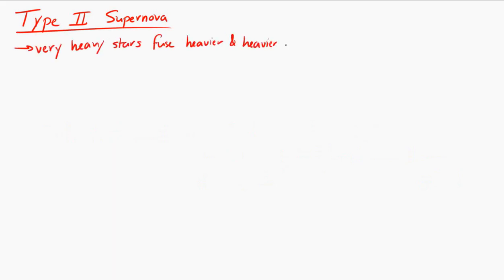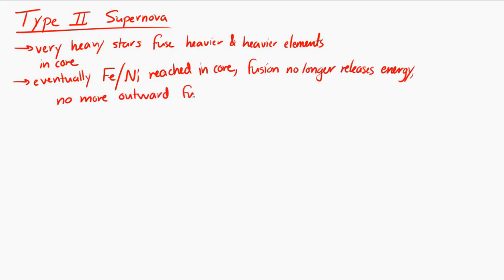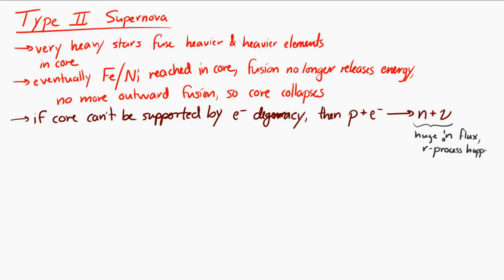We've seen this a couple times before, but remember, eventually iron and nickel are created at the core of the star, and fusion of these elements does not release energy, so the core collapses. There's no more outward pressure from fusion, so gravity wins, and the core collapses. If the core cannot be held up by electron degeneracy, as in very heavy stars, the protons and electrons fuse to produce neutrons and neutrinos, so there's a huge neutron flux, and that's where the r-process comes in.